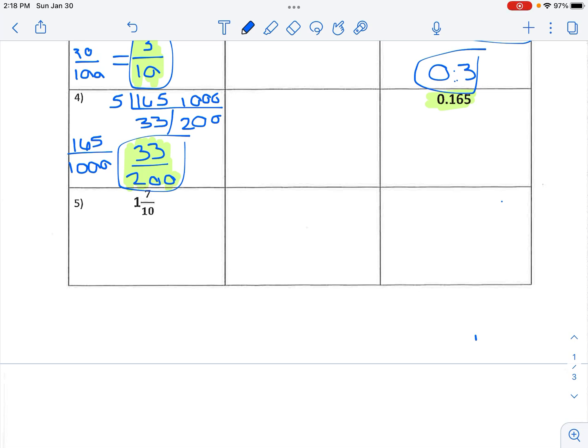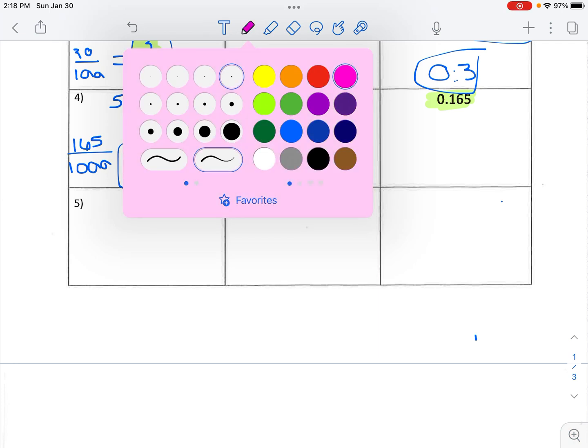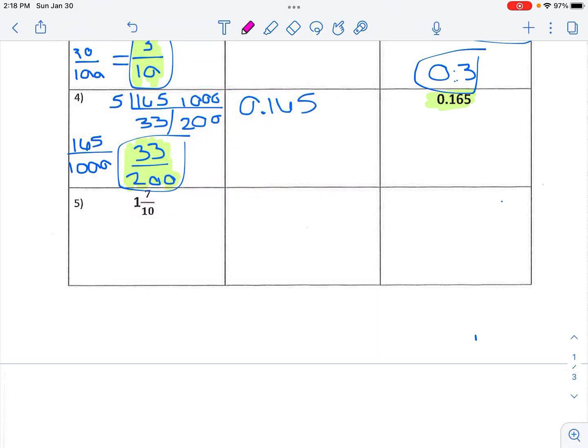All right, the percent. Now, if I'm starting with 0.165 as a decimal, we learned to convert from the decimal to the percent. We move the decimal 2 places to the right. So that means my decimal is going to be sitting between the 6 and the 5. So that would be written as 16.5%. So the 3 answers for number 4 are 33 200ths, 16.5%, and you had 0.165 as a decimal.